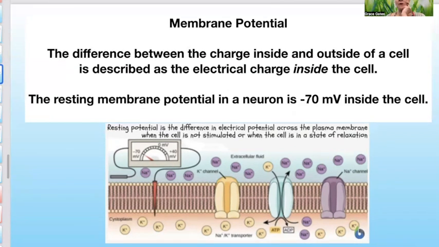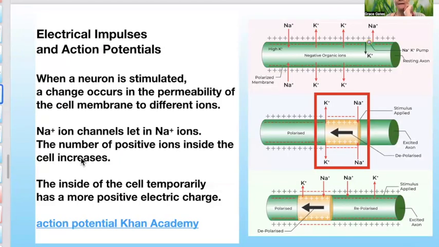The difference between the charge inside and outside of a cell is described as the electrical charge inside the cell. The resting membrane potential in a neuron is negative 70 millivolts inside the cell. When a neuron is stimulated, a change occurs in the permeability of the cell membrane to different ions. Sodium ion channels let in sodium ions if there is a stimulation to the cell. And of course, because sodium ions are positive ions, the inside of the cell temporarily has a more positive electric charge. Oh, see here, there's a link to action potentials by the Khan Academy.